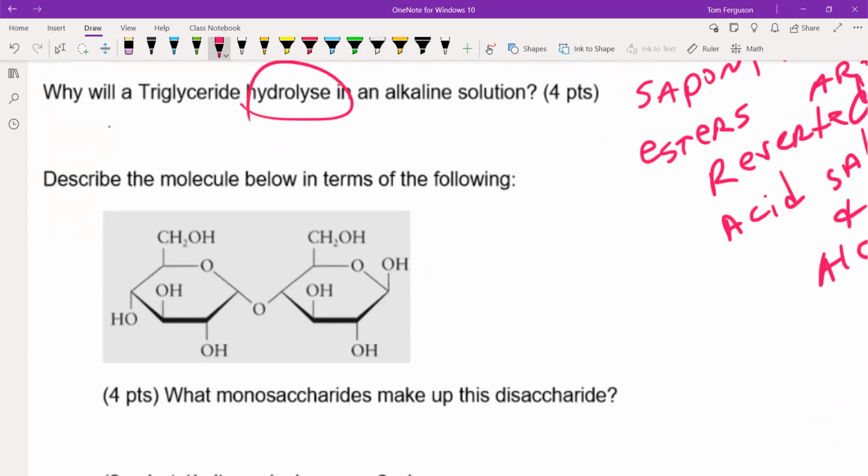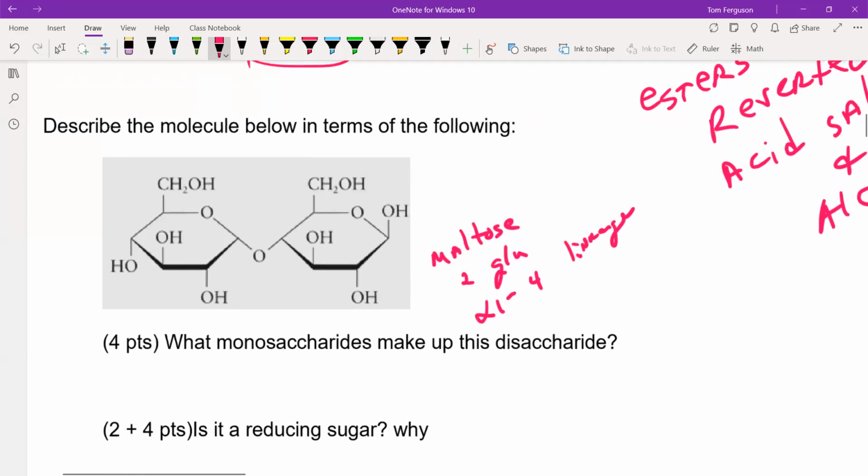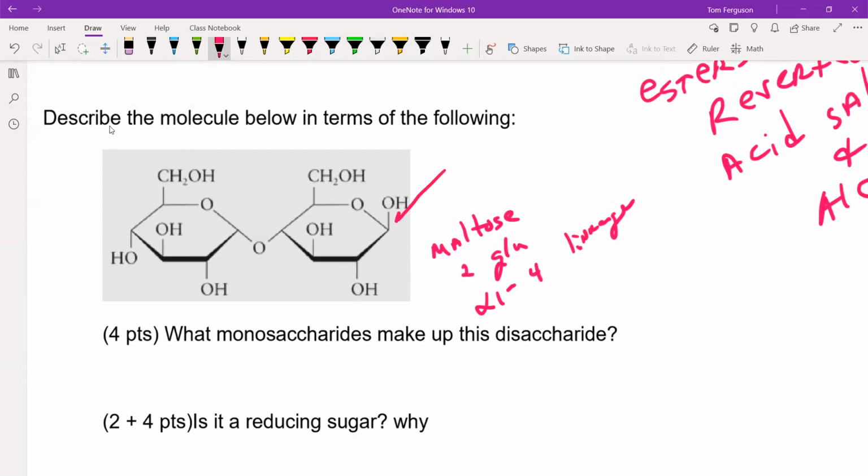Okay, well, this is maltose. Maltose is made up of two glucoses with an alpha 1,4 linkage. And what was the other question? Is it a reducing sugar? So yes, because this is a hemiacetal.